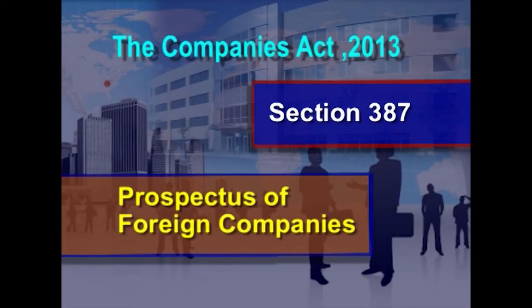Section 387. Prospectus of foreign companies. No person shall issue, circulate or distribute in India any prospectus offering to subscribe for securities of a company incorporated or to be incorporated outside India, whether the company has or has not established, or when formed will or will not establish a place of business in India, unless the prospectus is dated and signed and contains particulars with respect to the following matters.